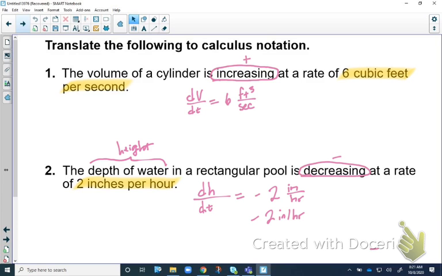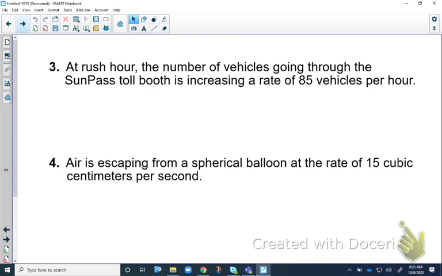So there's your first couple of examples, and I would encourage you to pause the video and try working out these two, see if you can write the expression for these two, and then hit play when you're done. But I'm going to go ahead and start taking a look at them. At rush hour, the number of vehicles at a toll booth is increasing, so that tells us we're going to have a positive value. And they're giving us the rate of 85 vehicles per hour. So the way I would express this as a derivative, we're talking about the number of vehicles, so I'm going to say dv, and I'm going to use a lowercase v, because a lot of times we might use a capital V for volume. I'm going to use a lowercase v for vehicles. The derivative of the number of vehicles with respect to time is equal to a positive 85 vehicles per hour.